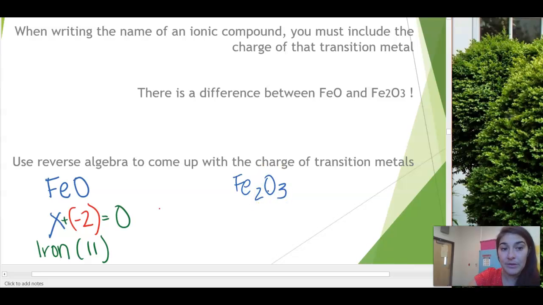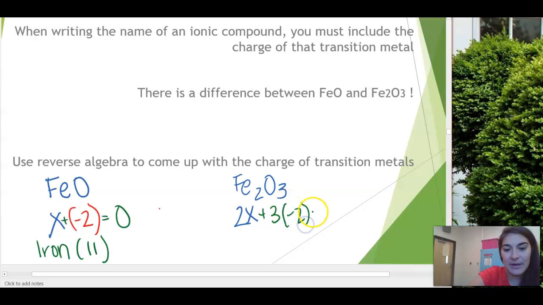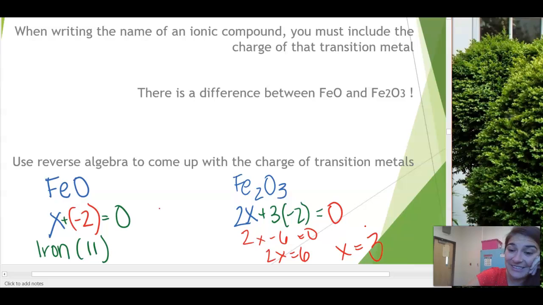Okay. Let's look at the next one. Fe2O3. So now we have 2 irons, so we have 2X that we don't know, plus 3 oxygens at -2, and that has to equal 0. So 2X minus 6 equals 0. 2X equals 6. X equals 3. This friend is iron 3.